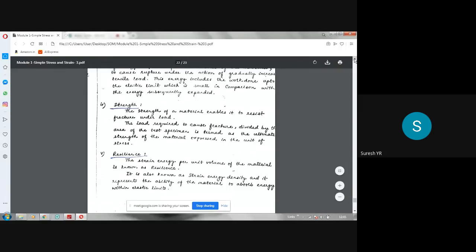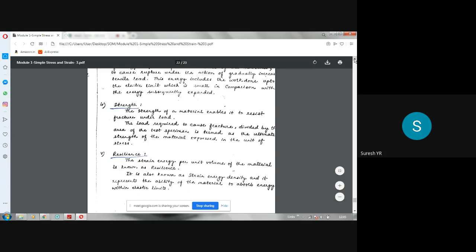And we derived the relationship between those 4 elastic constants. By using those we have 3 relations. By using those three relations, if you know any two elastic constants, you can find out the other two elastic constants. So we have done problems on that also.